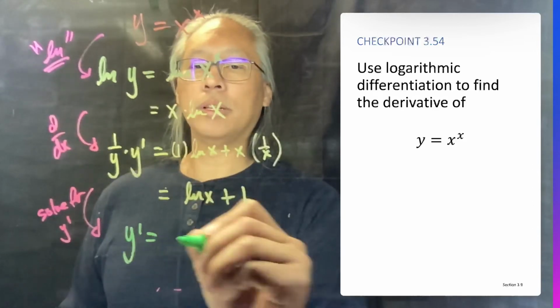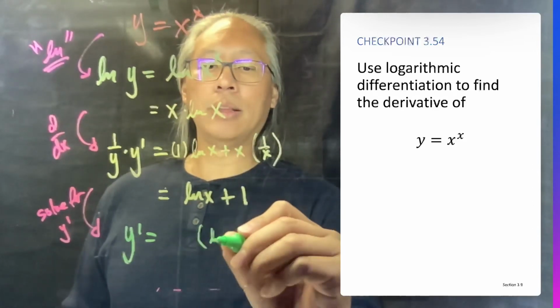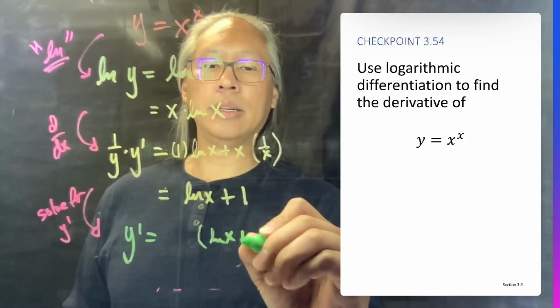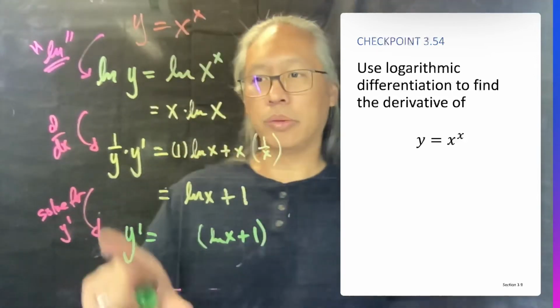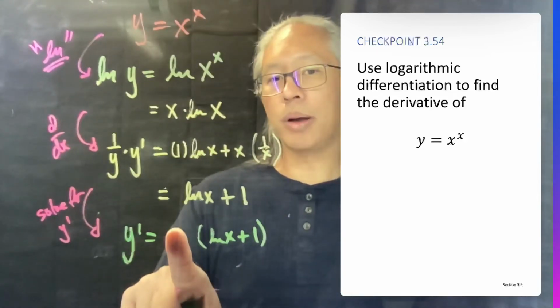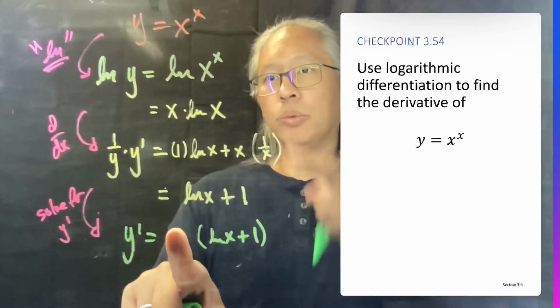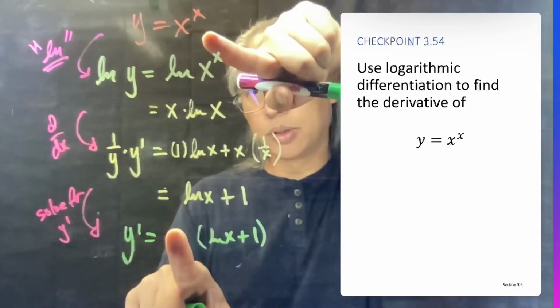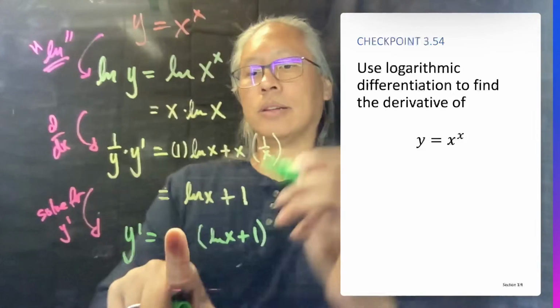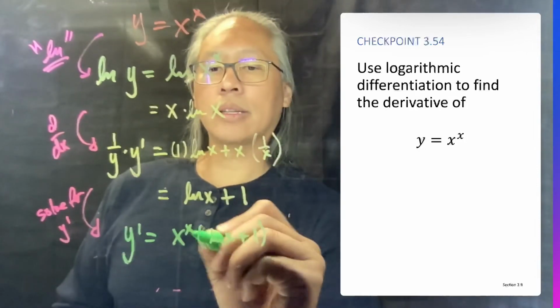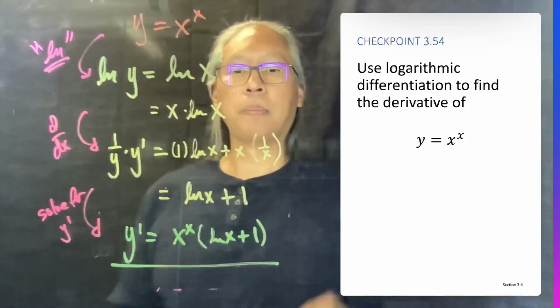So y prime is equal to, now what you have on the right hand side already is just something that you would rewrite. But instead of multiplying this by y, we'll multiply by what y is equal to, which is x to the x. So we'll multiply this by x to the x, and that's it.